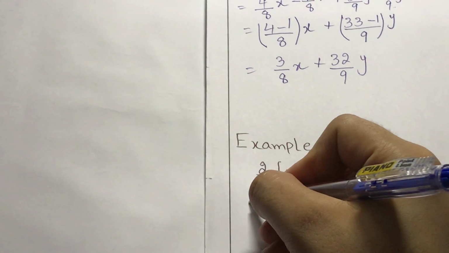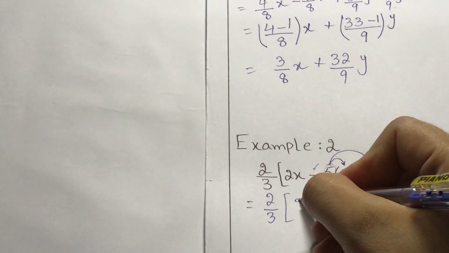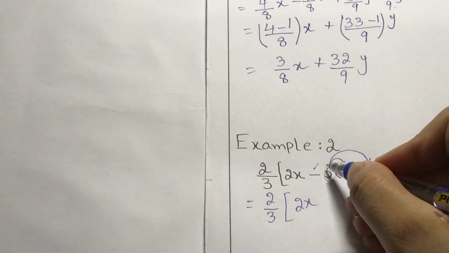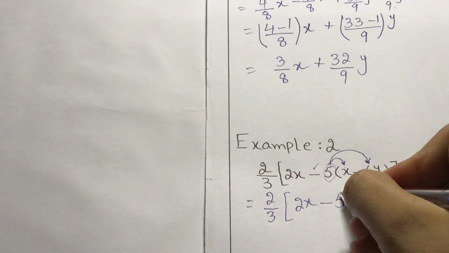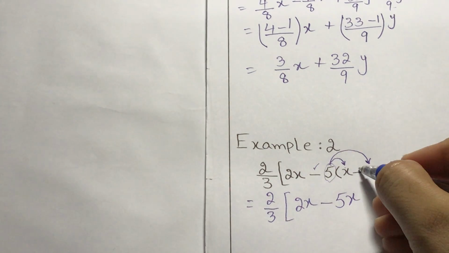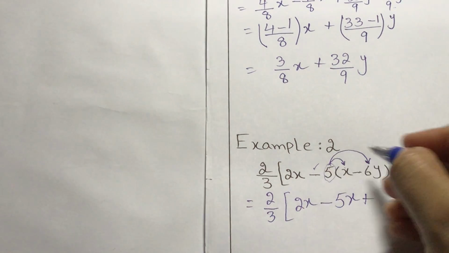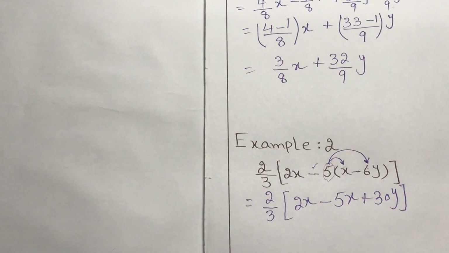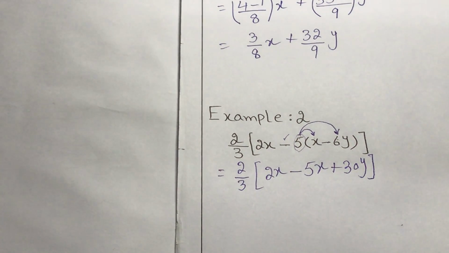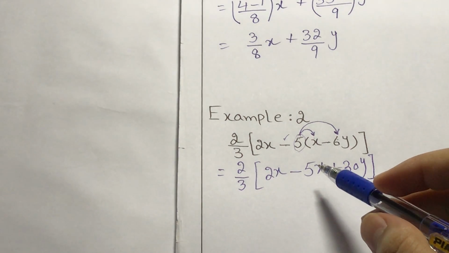So first we will write 2 over 3 as it is, square bracket, 2x as it is. Now we will multiply 5 with x. 5 times x, it's 5x, minus 5x. Now this negative sign will change the signs inside the bracket, minus and minus, plus, and 5 6s are 30y. Square bracket left, right? Now the next thing we have to do, first we have to combine the like terms, right?